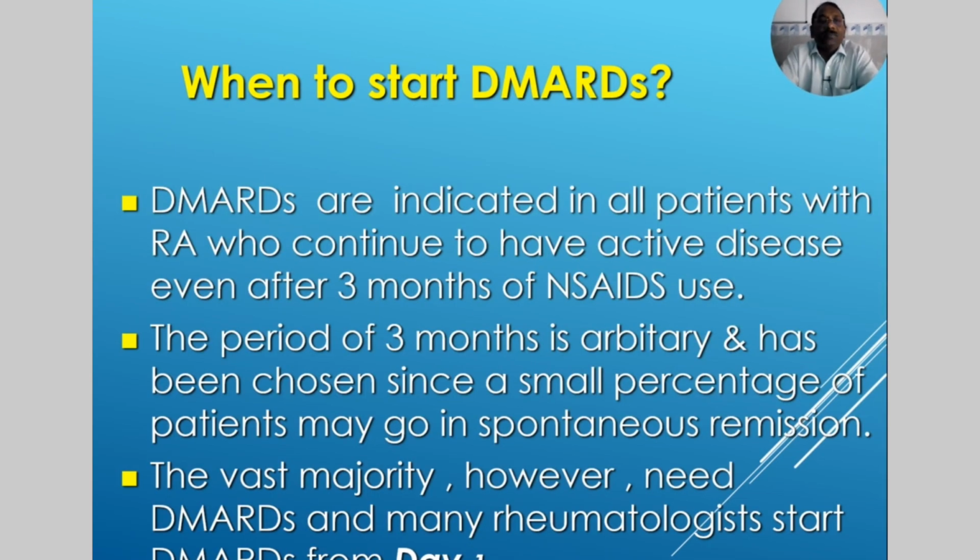When to start the DMARDs? DMARDs are indicated in all patients with rheumatoid arthritis who continue to have active disease even after 3 months of NSAID usage. The period of 3 months is arbitrary and has been chosen since a small percentage of patients may go into spontaneous remission. So the vast majority need DMARDs, and many rheumatologists start the DMARDs from day one. So my concept is to trust the third sentence, not the first and second, because very few people will have remission. From day one, you start the DMARDs because it is a very aggressive and progressive disease.